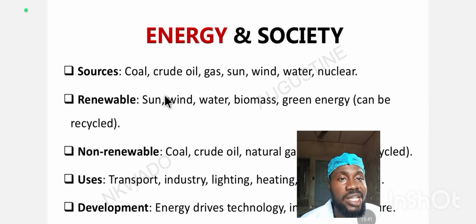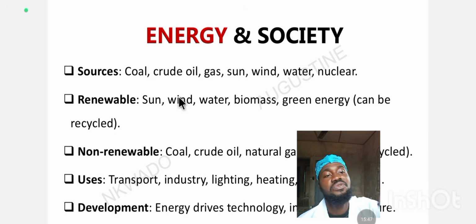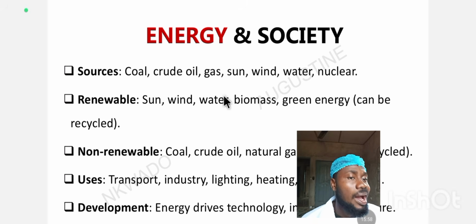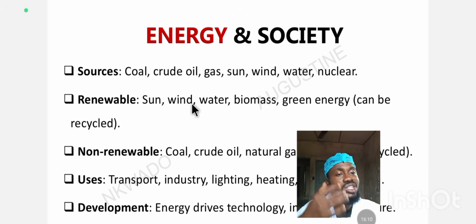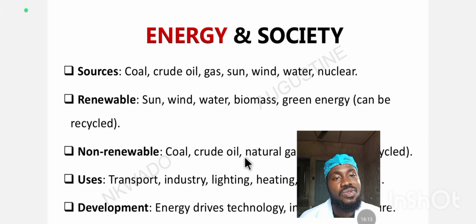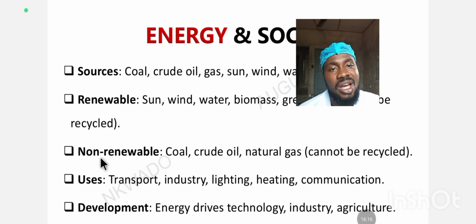You can trap wind and use the wind to do windmill, windmill you find in power station. You can trap water and use water to wash. After washing with the water, you can recycle that water again, purify it and reuse it again. You continue reusing the water, it's renewable, and so on and so forth. But let's look at the contrast, which is non-renewable energy.